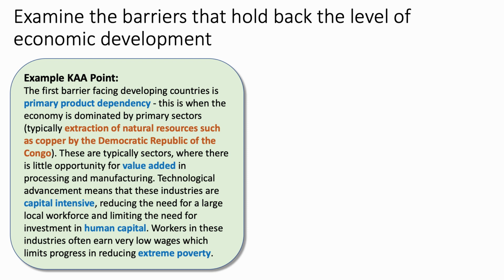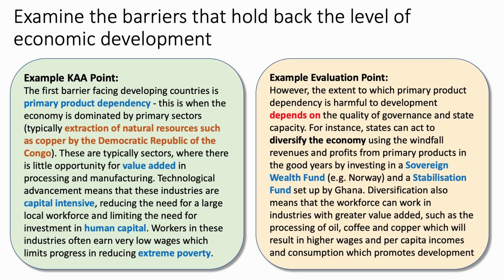This is a nice paragraph. It brings in some concepts: primary product dependency, value added, capital intensity, human capital, extreme poverty, and it clearly links back to an aspect of development. Always then leave a couple of lines in your answer. Make your KAA point and your eval point quite separate. It helps the examiner mark the answer to a good level.